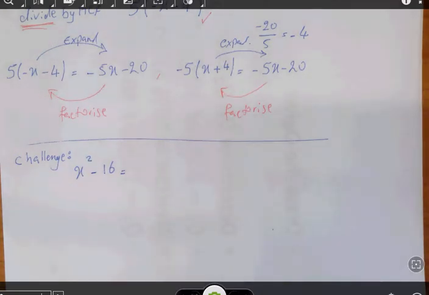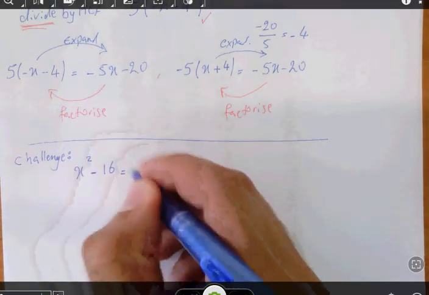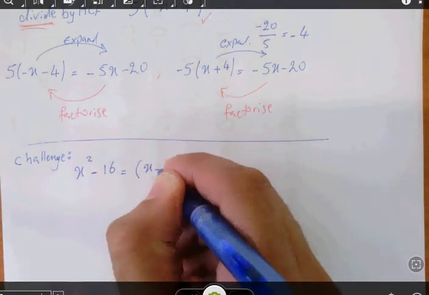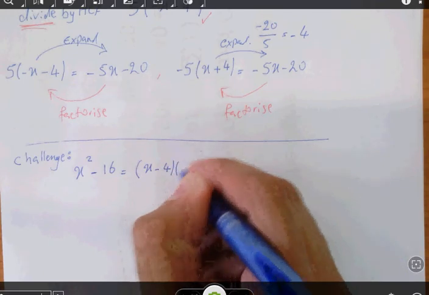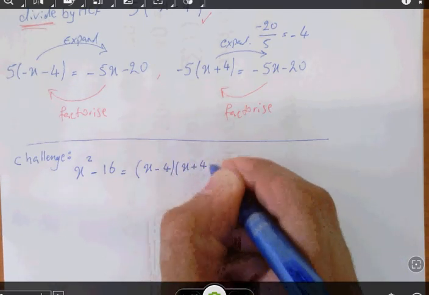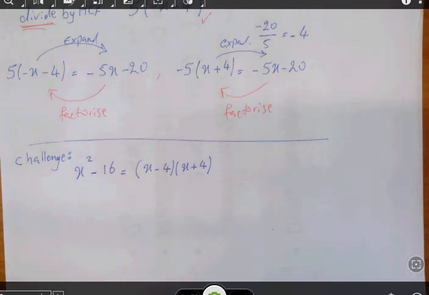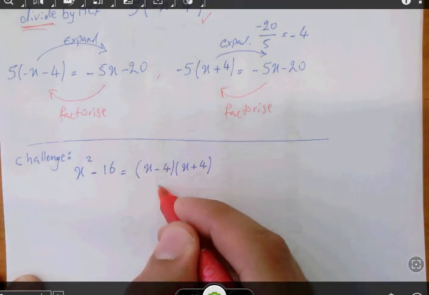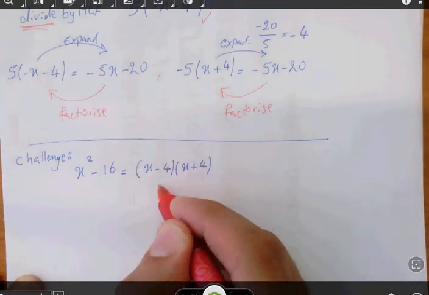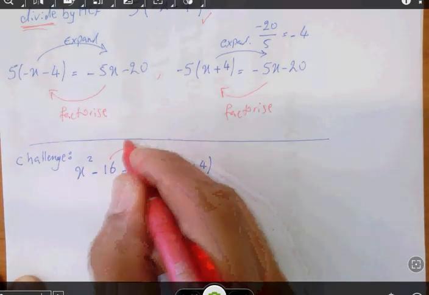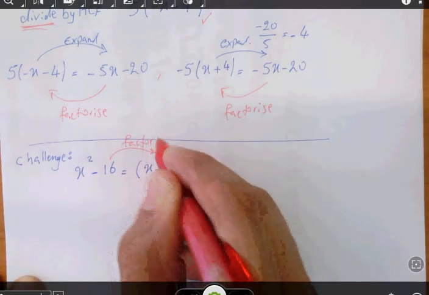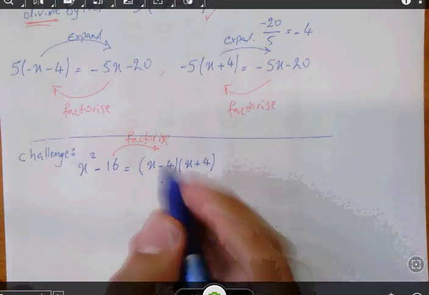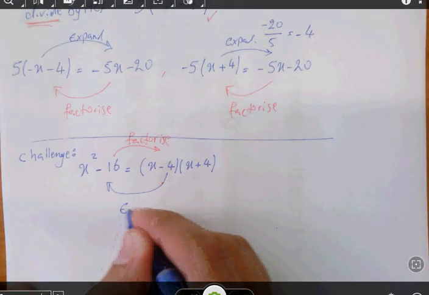x minus 4, x plus 4. Very good. I think you were about to say that, yeah? Do you see the pattern? So if I go over here, this is factorize, and if I go this other way, it's expanding, isn't it? Look. Expanding.